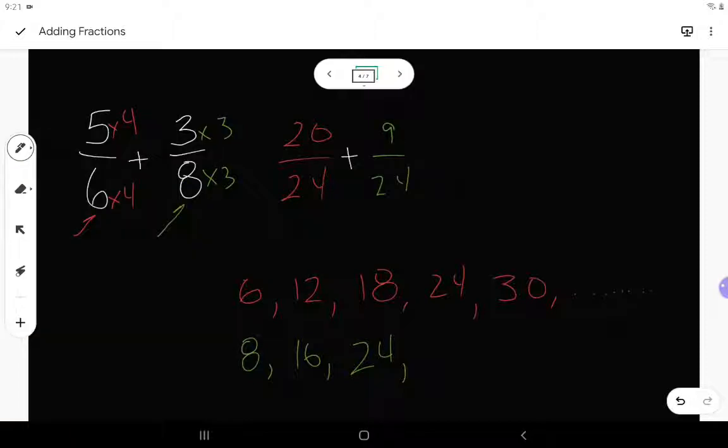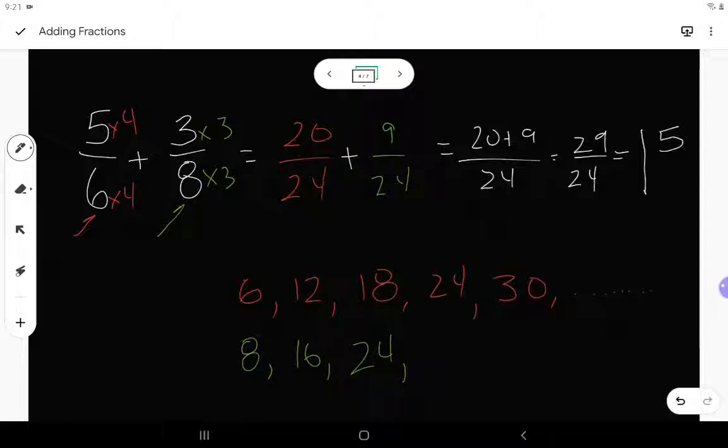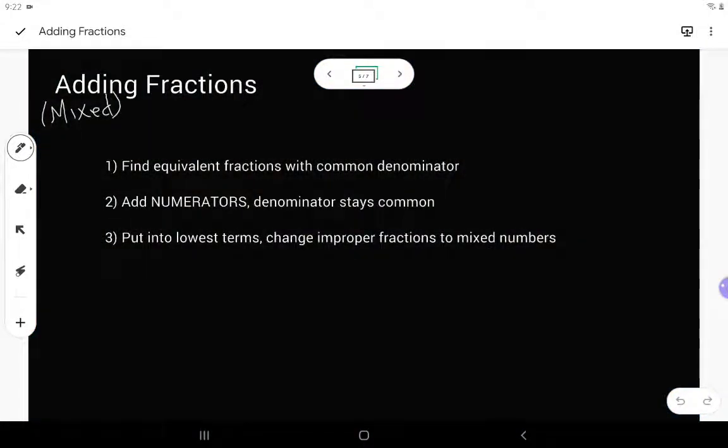Adding these together, I have 20 plus 9 over 24, and that gives me 29 over 24. 24 goes into 29 one full time, and then there would be 5 pieces remaining. 5 and 24 have no common factors, so it's in lowest terms. Now, what do we do if we've got mixed numbers?